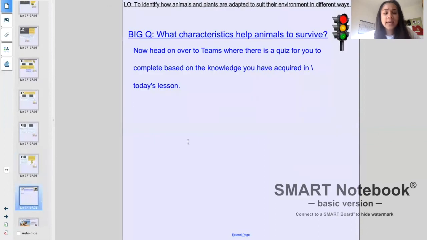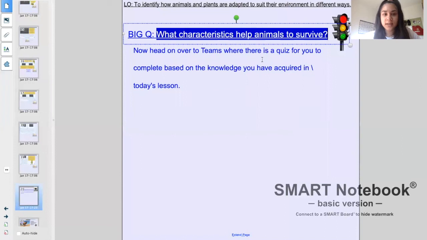Right, so can you head over to Teams so that you can answer the questions in the quiz for today's lesson. And these will challenge your knowledge that you have acquired in today's lesson. And hopefully you'll be able to answer our big question for today, which is, what characteristics help animals to survive?